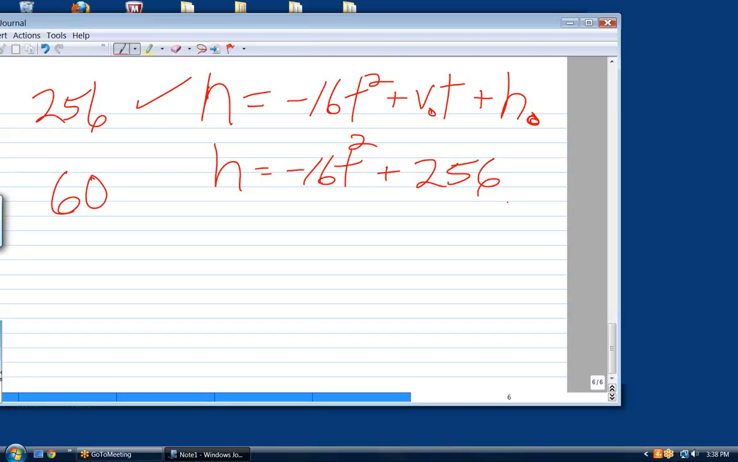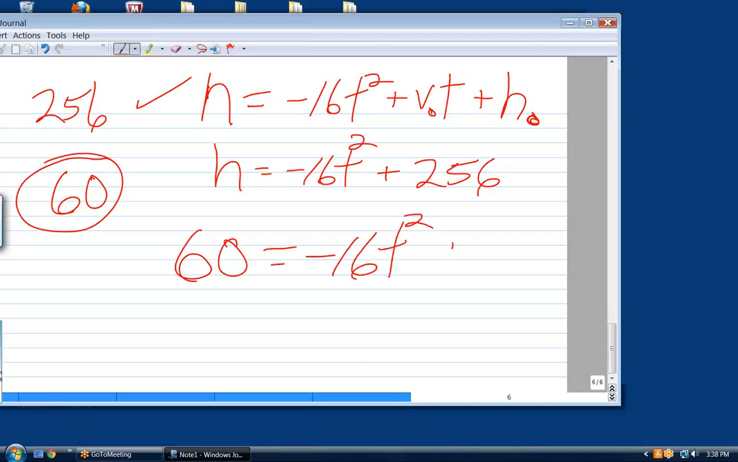Now what are we trying to solve for? We're trying to solve for how long does it take to get to this altitude. Solve that for t and that's your answer. Once again, if you get a positive and a negative, throw out the negative. There's no such thing as negative time.